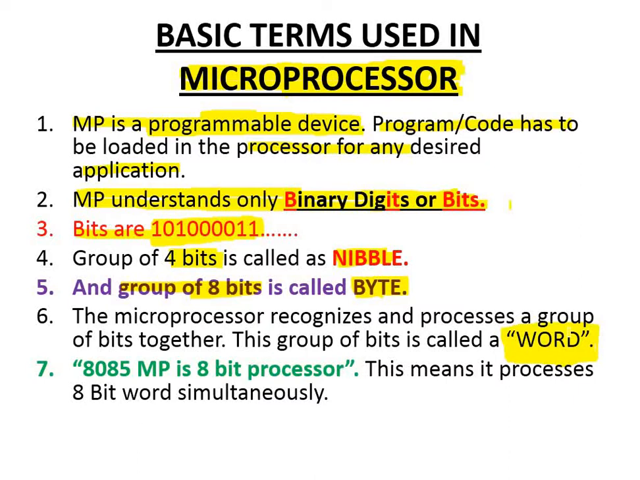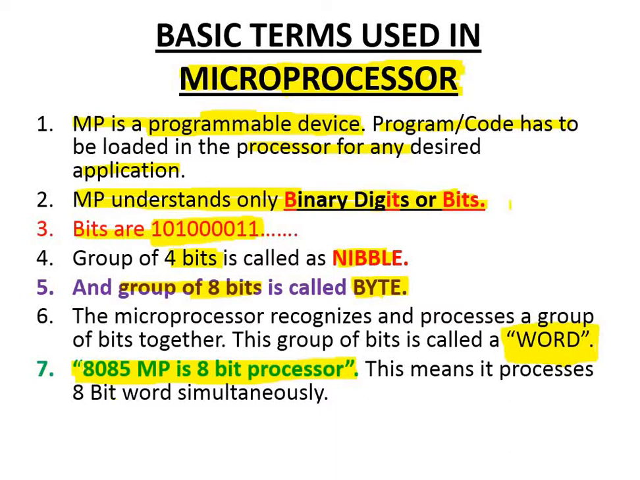It understands only 8 bits at a time. So you can say that a processor with a higher word size, whose bit count is higher, will process faster. Microprocessor 8085, which we are presently studying and which we will further study in depth, is an 8-bit processor. It means that 8085 can process 8-bit data at a time. 8-bit is the word of microprocessor 8085.